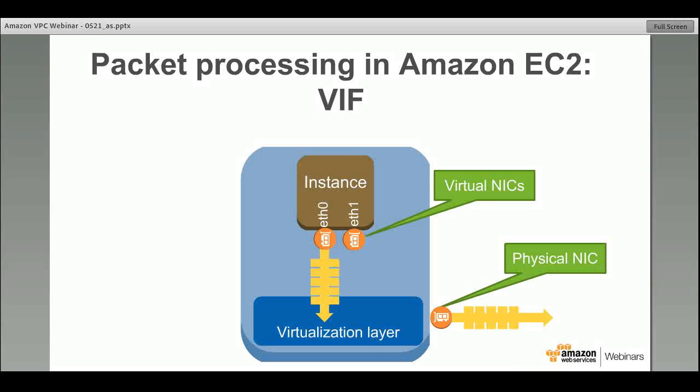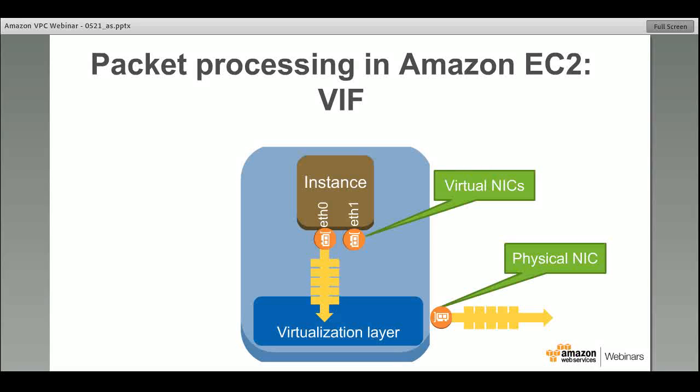To show the benefit of enhanced networking, I'm first going to talk about the way that networking from an instance out to the physical network worked prior to enhanced networking. And so here's what it looked like. In this case, I have an instance. I can have one or more elastic network interfaces. That's what's shown here as virtual NICs. And any traffic that's sent or received from that instance is sent through the virtualization layer, where it's then transmitted onto a physical NIC and out to the network at large.